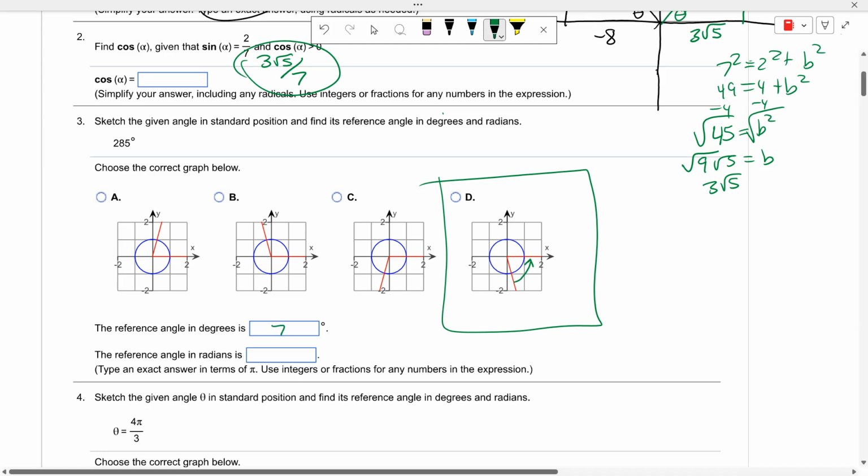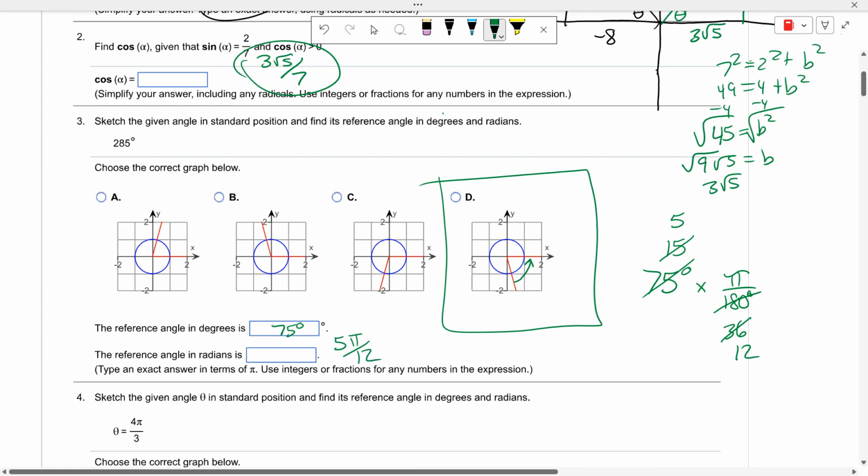75. The reference angle is 75 degrees. Now I need to change that into radians. Well, from the first part of the chapter, to change degrees into radians, we multiply by pi and we divide by 180. Now, 5 goes into each. 5 goes into 75 15 times. 5 goes into 180 36 times, I think, right? And then 3 goes into each 5 times and 12 times. So it'd be 5 pi over 12.